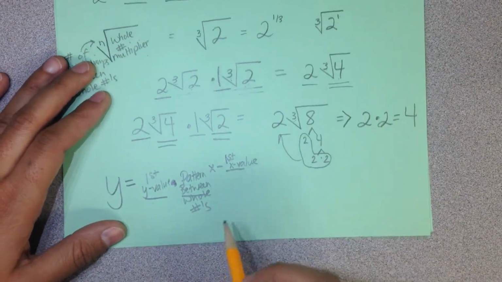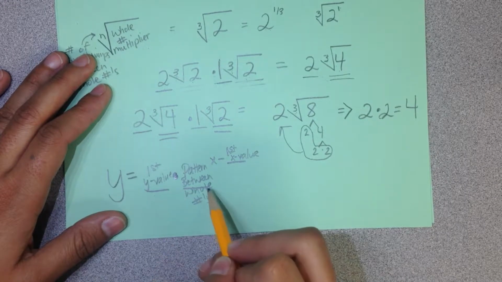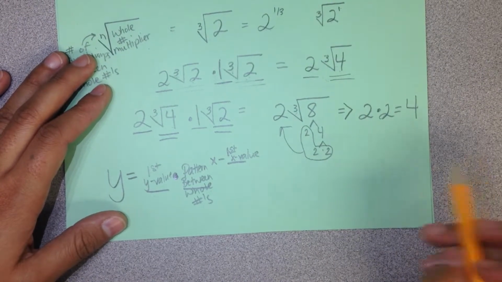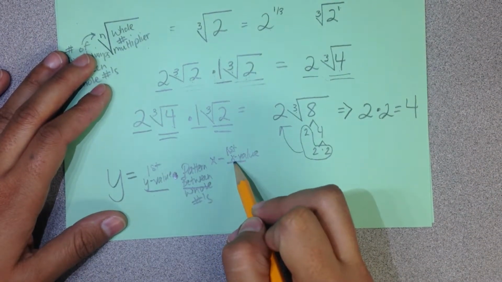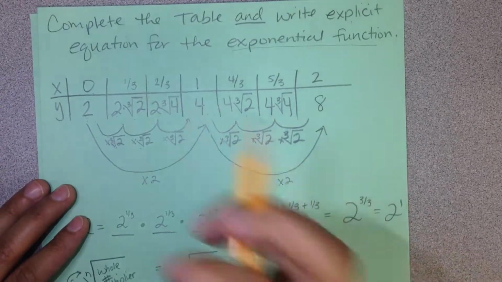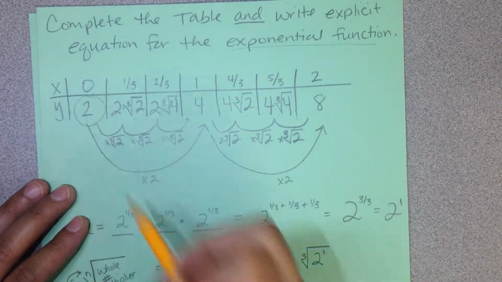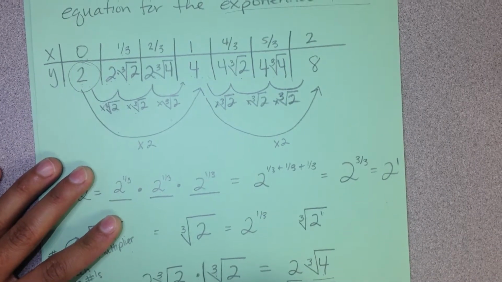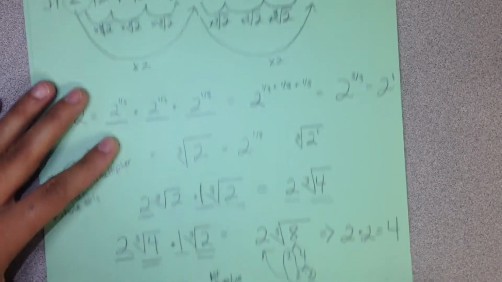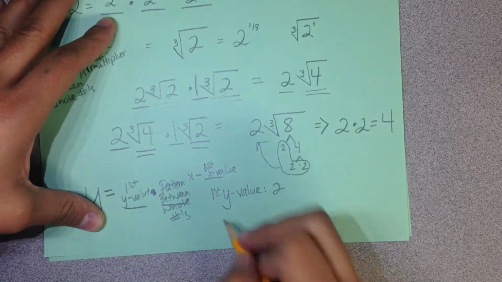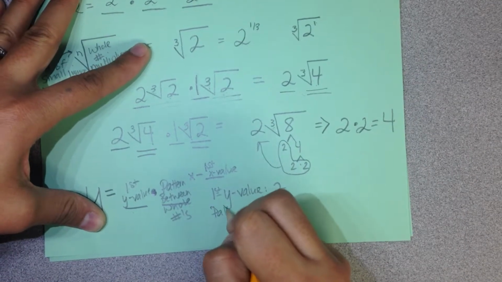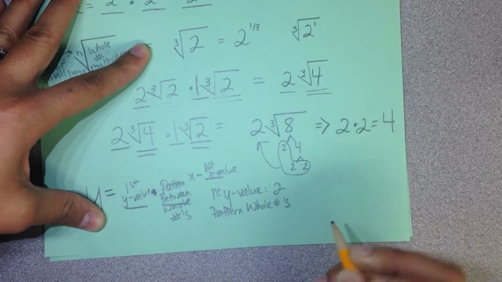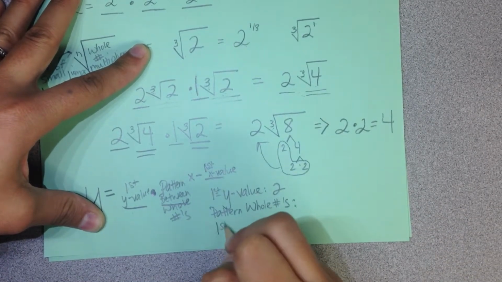So going back to our table, we have to find what is our first y value, what is our pattern between whole numbers, between 0 and 1, 1 and 2. What did we multiply by? And then what is our first x value. So if we go back to our table, our first y value is 2. So I'm just going to write that down here. So first y value is 2. We need the pattern of whole numbers. And we need our first x value.